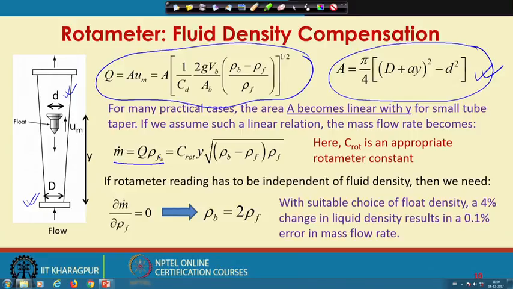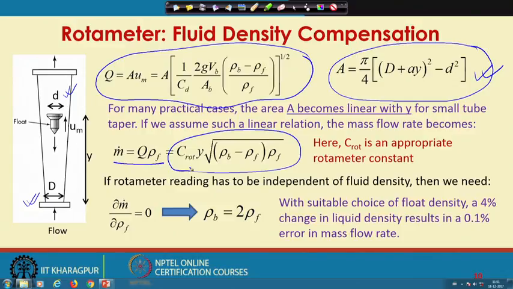we will obtain if we multiply the volumetric flow rate by the density of the fluid that is flowing through the rotameter. So, Q is the volumetric flow rate of the fluid that is passing through the rotameter. If I multiply the volumetric flow rate with the density of the fluid, I will get the mass flow rate of the fluid. So, the mass flow rate is Q into rho f, which can be written as this.